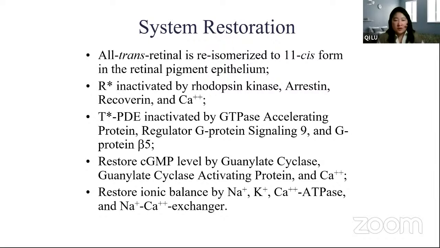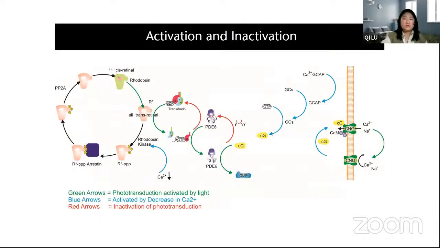The restoration of the cyclic GMP level that's been reduced by PDE6 is done by GC. To restore the ionic balance is by the ATPase and the sodium calcium exchanger.